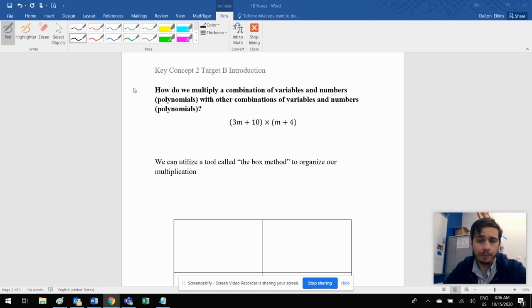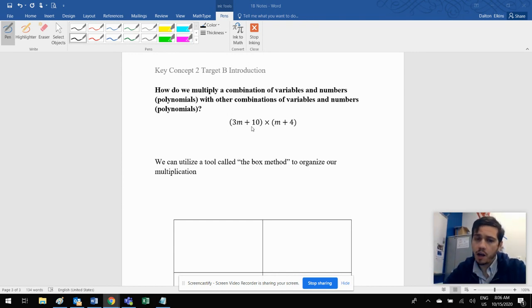In the last video, we talked about the different ways we can multiply. We can multiply numbers by numbers, numbers by variables, and variables by other variables. So how do we take a combination of variables and numbers, which is a polynomial, with another combination of variables and numbers, a polynomial? How do we multiply those two things together?